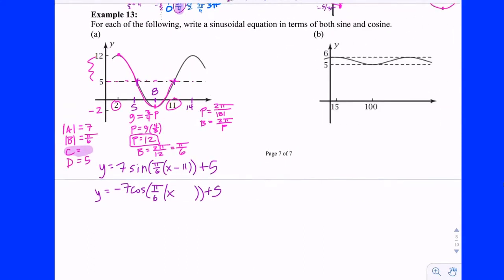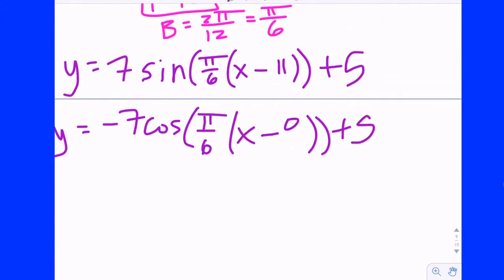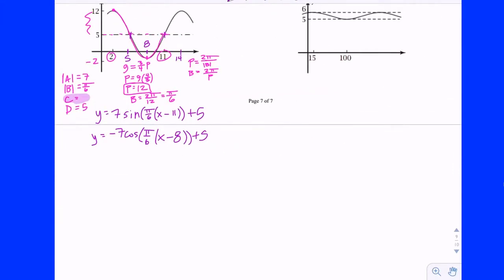A negative cosine starts where? High axis or low? Low. Very good. A negative cosine starts low. Do we have a low point labeled? Yeah, at 8. So is it plus or minus 8? Minus 8. There you go. You can keep going.